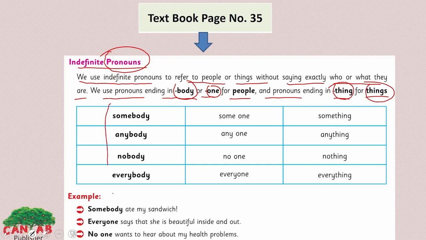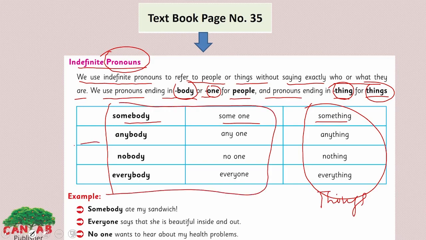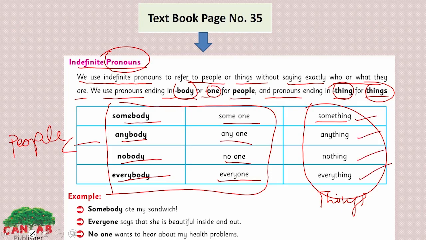Like how? Look at this here. Somebody, someone, something. This one is for things only, and these two columns refer to people. Without saying exactly who or what they are, we don't have specific names or groups here. We have just people and things, and we refer to them using these indefinite pronouns: somebody, someone, anybody, anyone, nobody, no one, everybody, everyone. And for things: something, anything, nothing, everything.